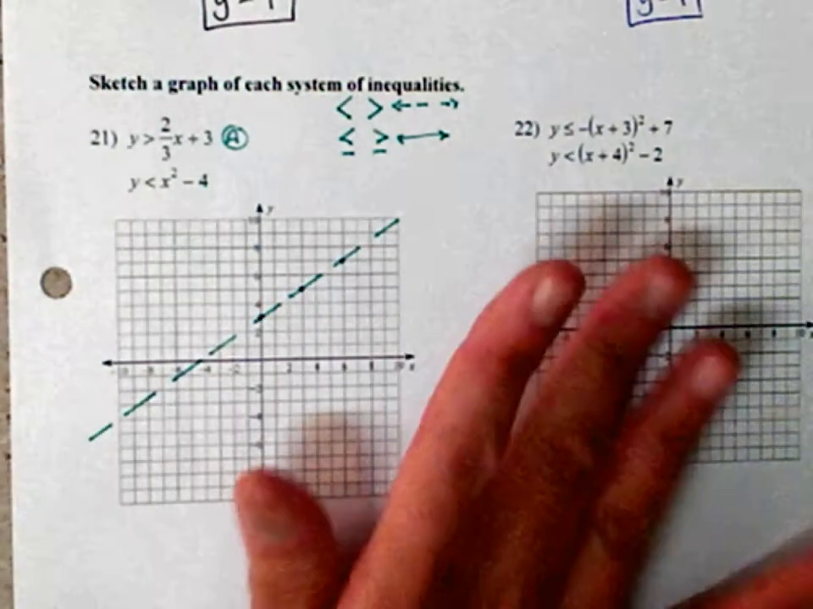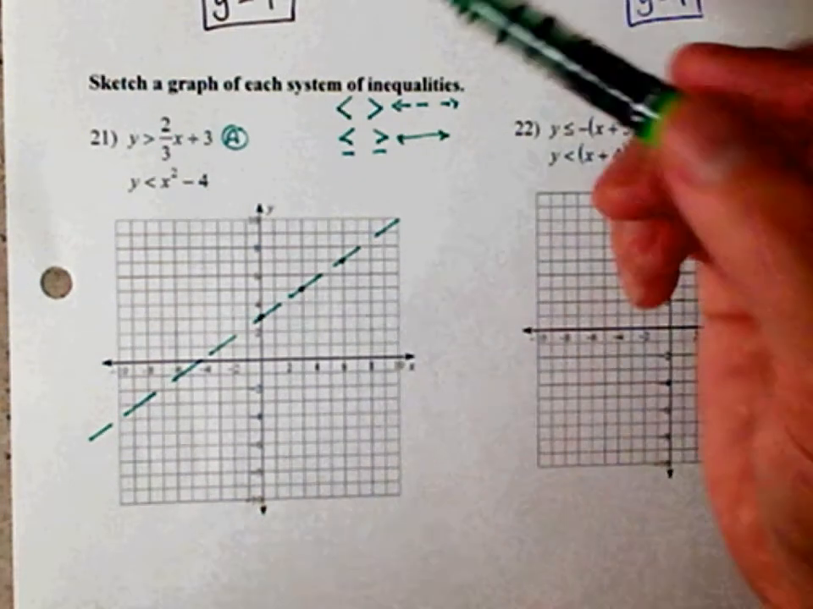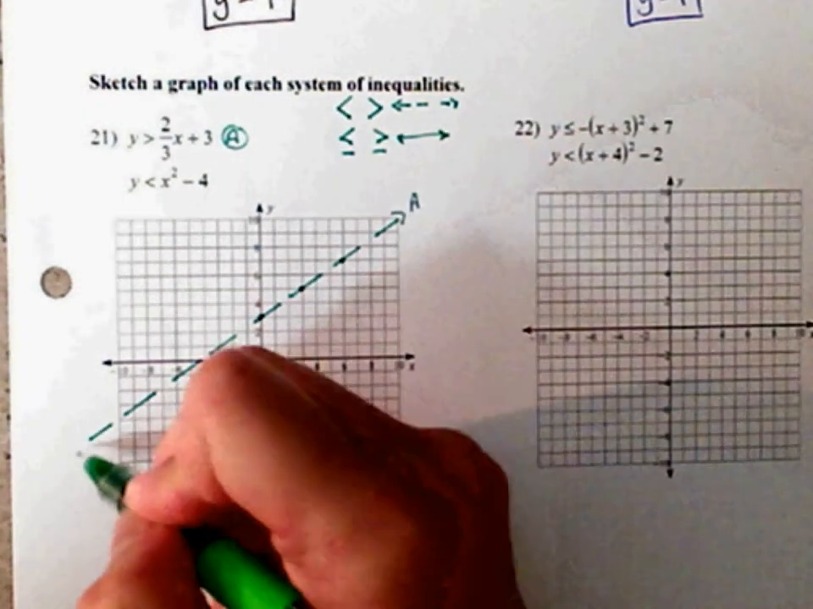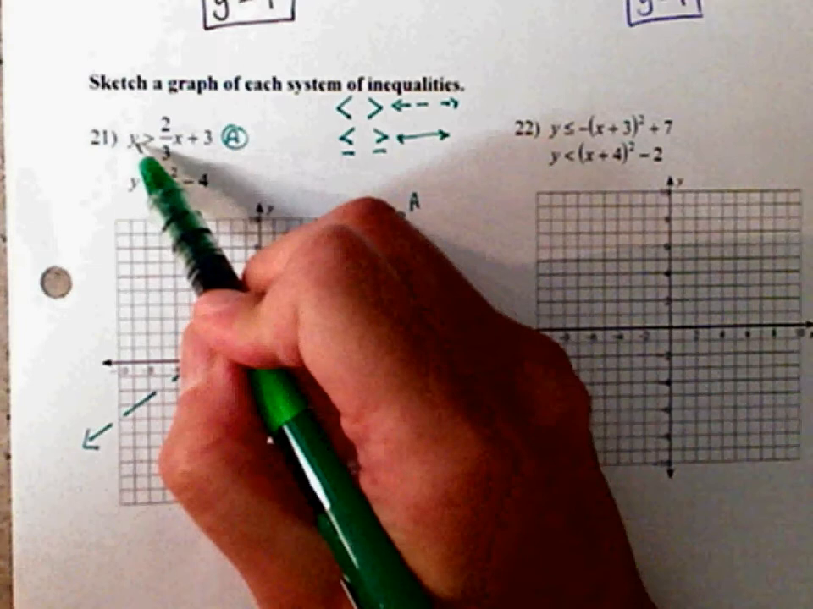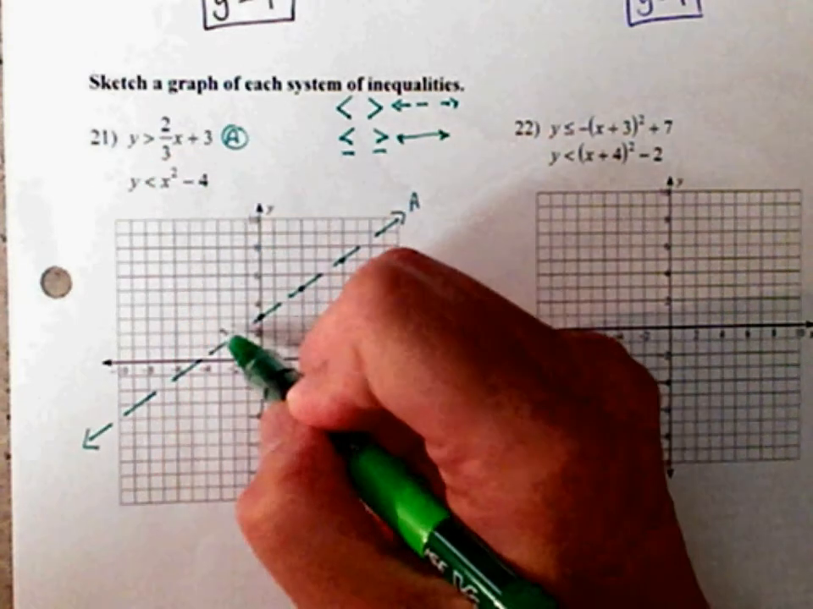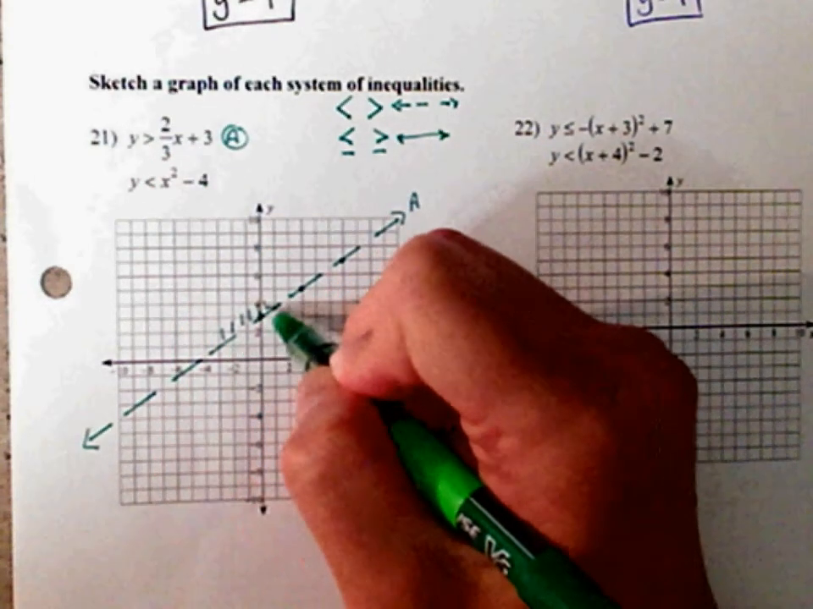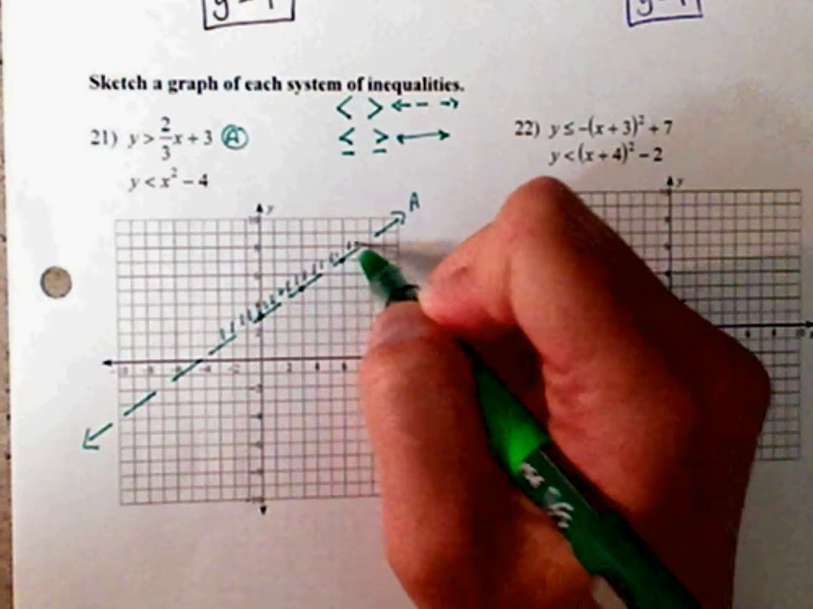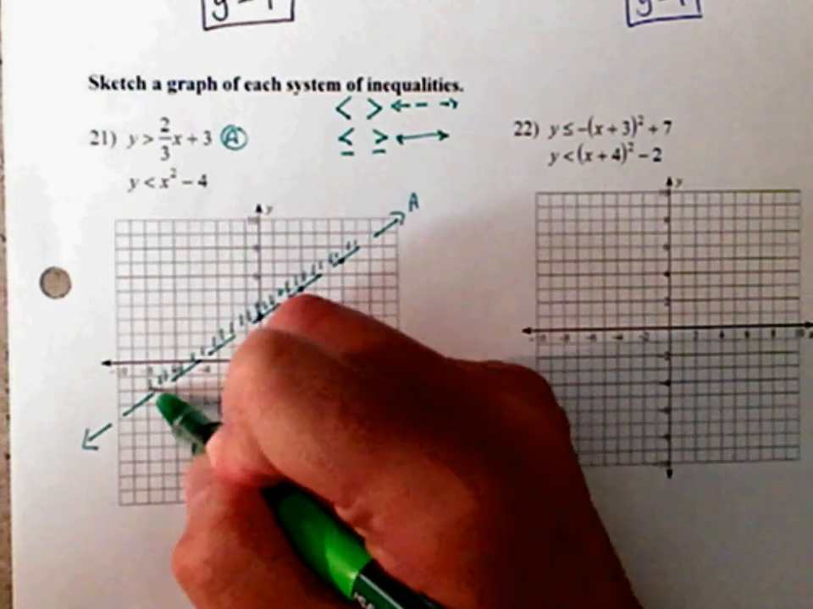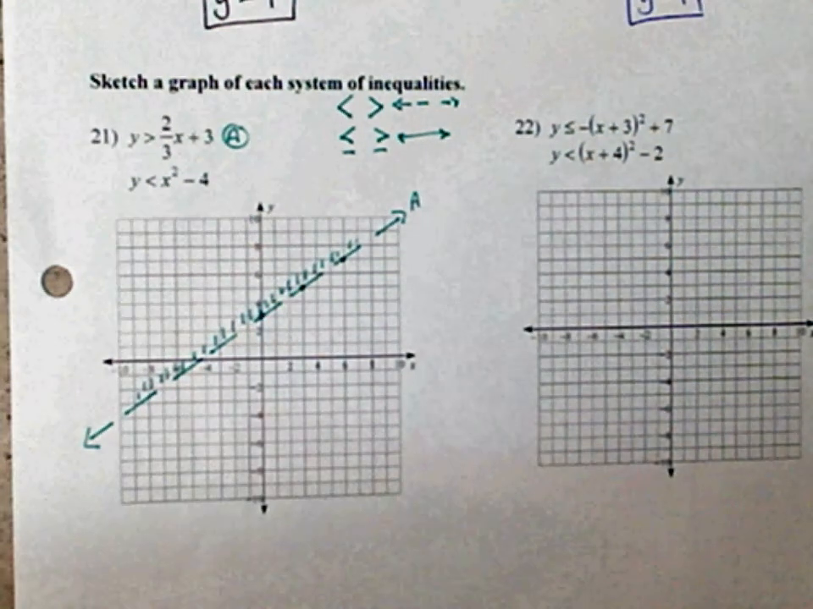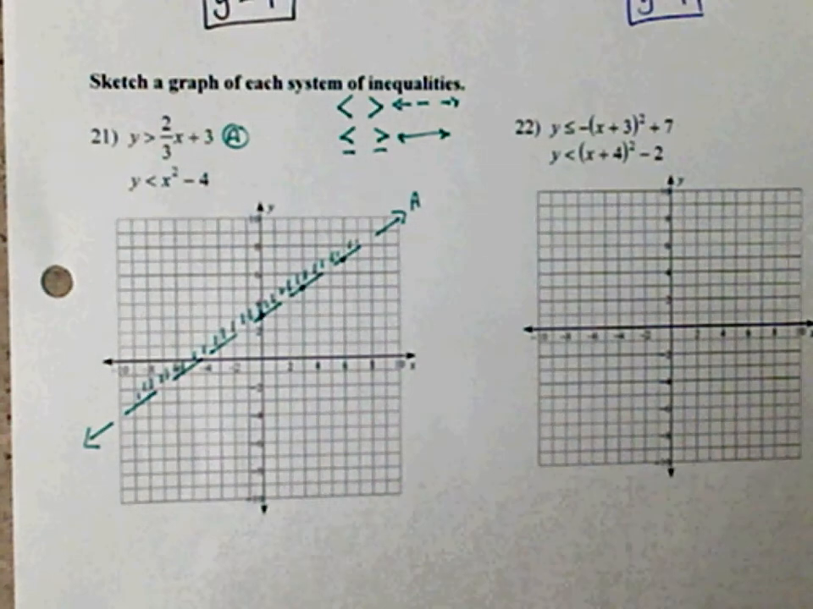Okay? Next thing. So I'm going to call this one A. Now read, y is greater than. So everything that's greater than is going to be above this line. So I'm just going to do a little mark, and then I will go and finish shading in a little bit. Okay?